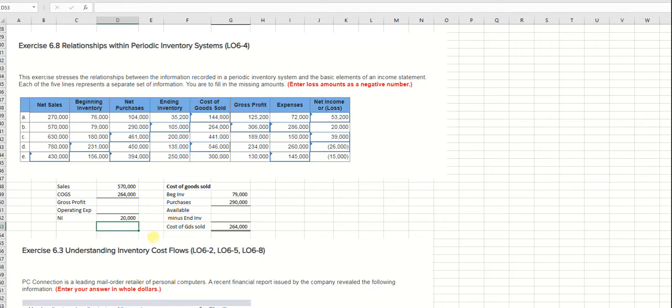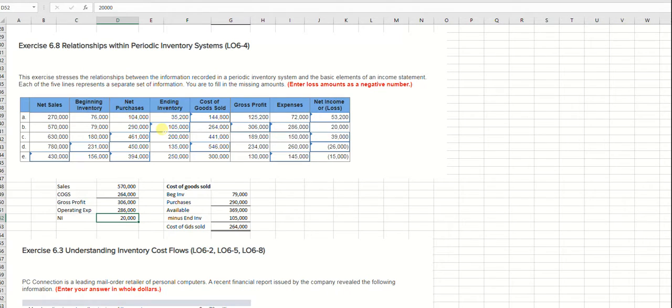Okay, so now what I have to do is back into things. I know that beginning inventory plus purchases gives us available, and 369 minus some number gives us 264. So 369 minus 105 is 264. I know that sales minus cost of goods sold is gross profit, and then I know 306 minus some number gives us 20,000, so that's 286. So let's see if I got them.